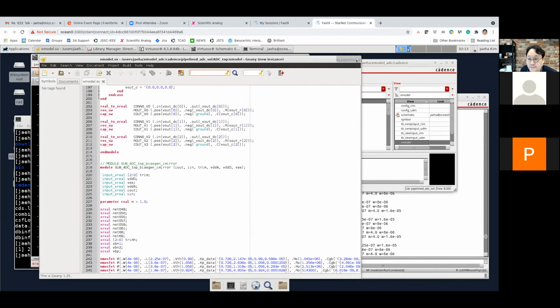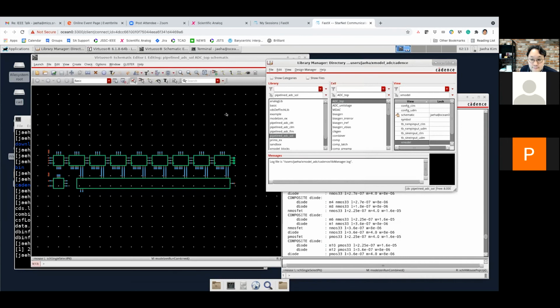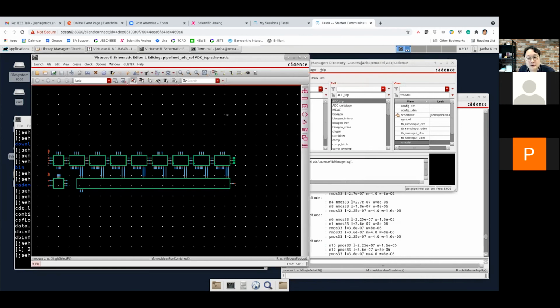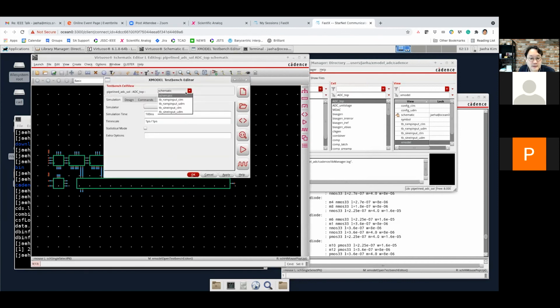Now let me run the simulation. Previously the circuit level model ran for about 19 minutes. This one runs much faster.